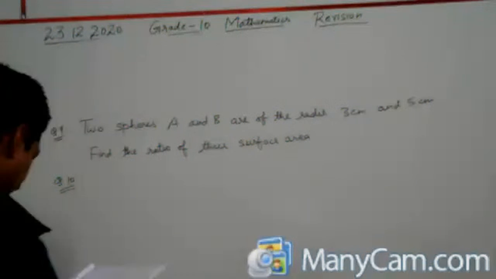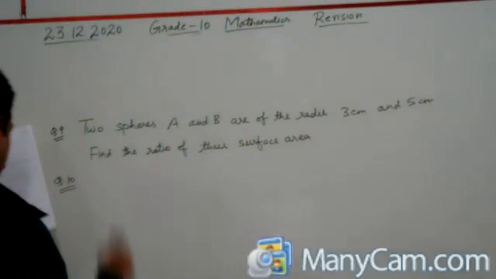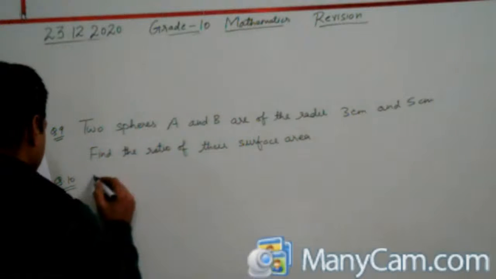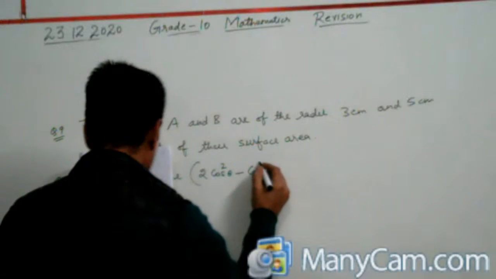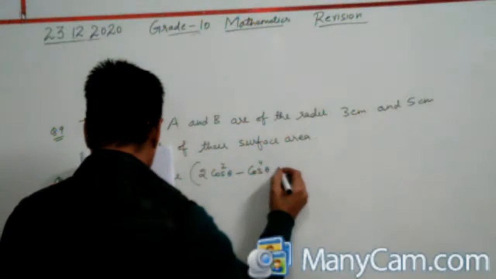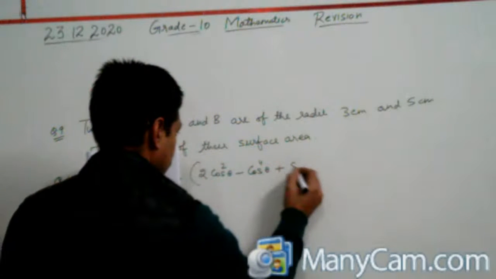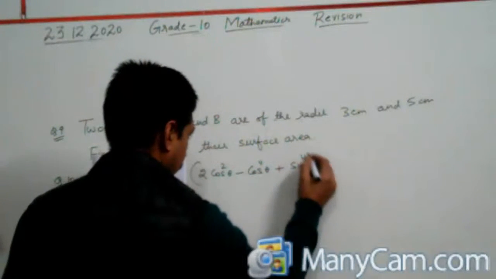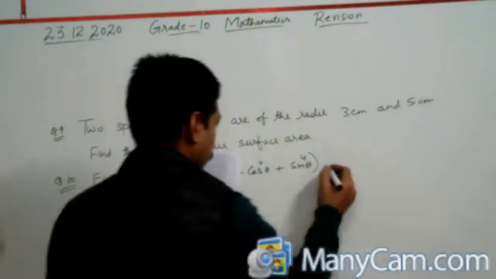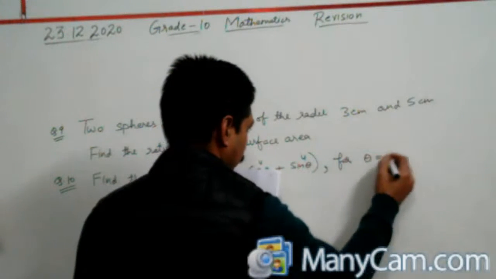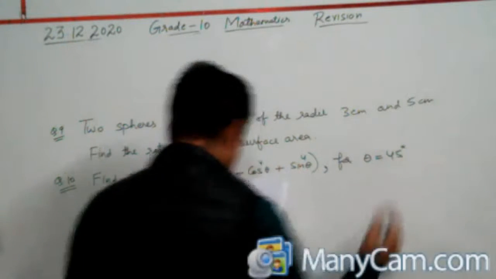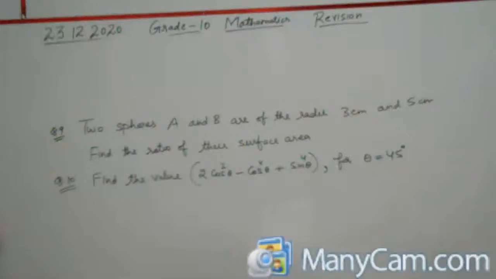Next question, find the value of 2 cosine square theta minus cosine raised to power 4 theta plus sine raised to power 4 theta for theta equal to 45 degrees, right?